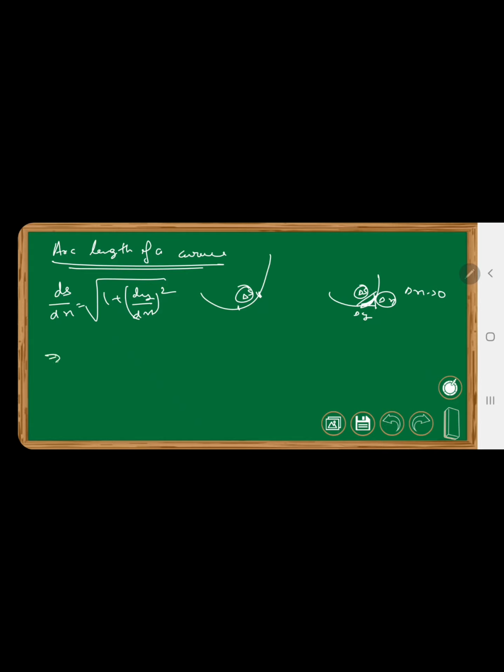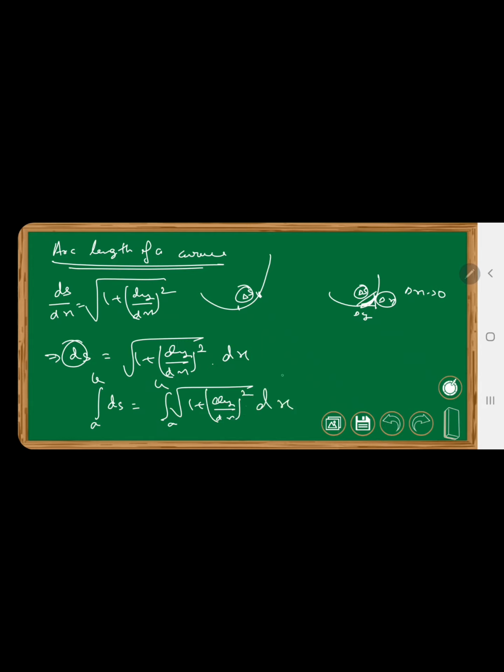So from here ds is equal to root of 1 plus (dy over dx) whole square times dx. The arc length of a curve will just be the integration of this: integration from a to b of ds, that is, integration from a to b of root of 1 plus (dy over dx) whole square dx, which is the arc length of y from a to b. Clear? This is one formula.